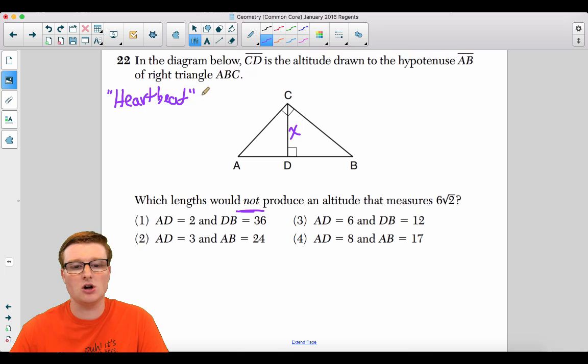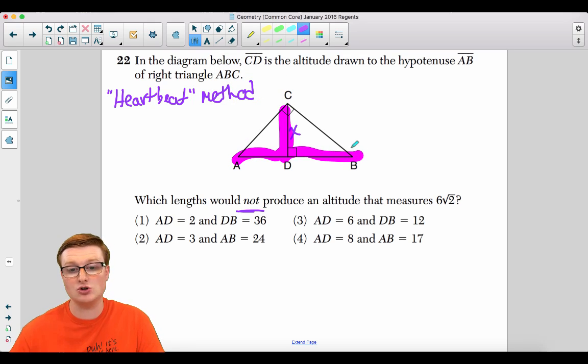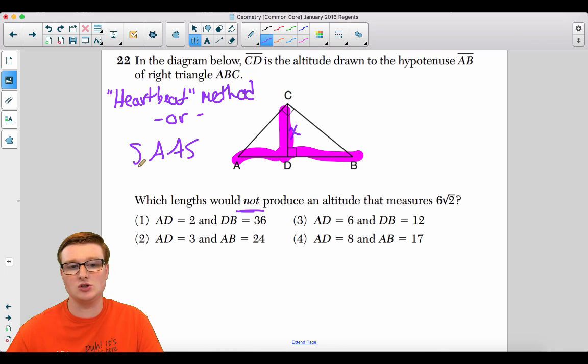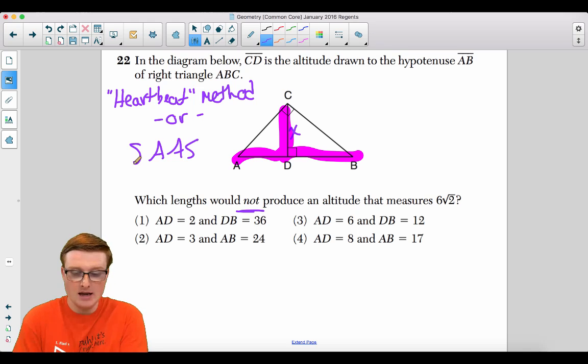Okay? I call this the heartbeat method. Now no mathematician figured that out, called it the heartbeat. I just call it the heartbeat method because this looks like a heartbeat. We need to use triangle proportions to figure this out. Or you might have learned it as SAS. Segment over altitude equals altitude over segment. Okay? So which of the following would not produce 6 radical 2?